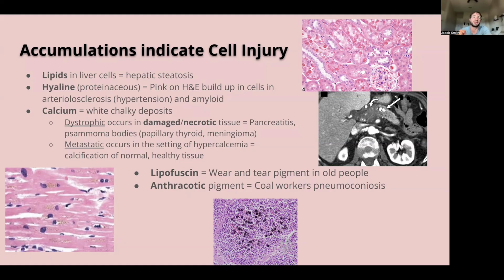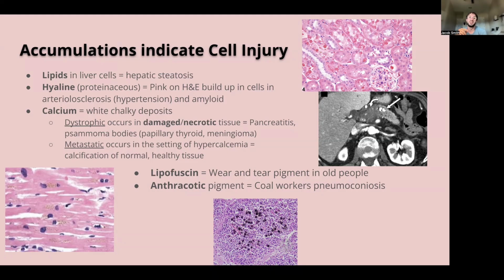Calcium or calcific accumulations. This is a little bit more interesting. On X-ray, they glow white, as you can see on the right here. This is a pancreas, and there's three little white dots. Those are all chalky white calcium deposits. Now, I put that on because there's two types of calcification. There's dystrophic, which can occur only in damaged or necrotic tissue. So pancreatitis is a great example. Papillary thyroid or meningioma cancers, psammoma bodies, can actually accumulate calcium, and that's a dystrophic calcification. But usually it means serum calcium levels are normal.